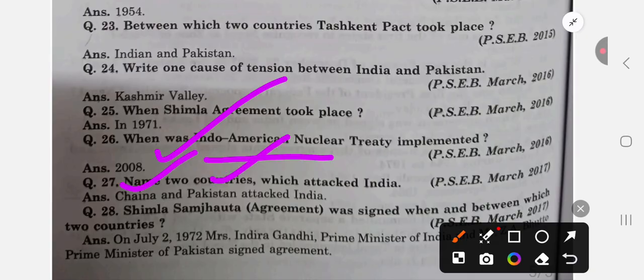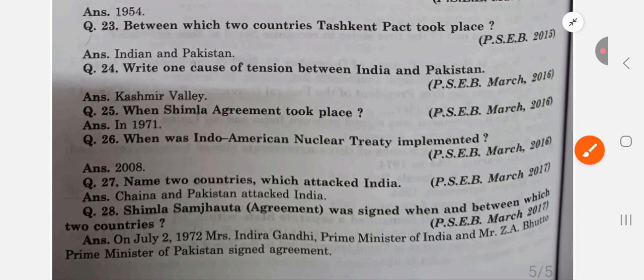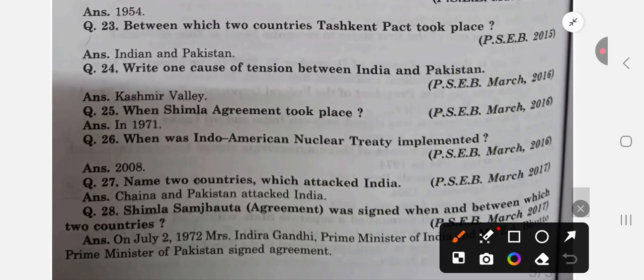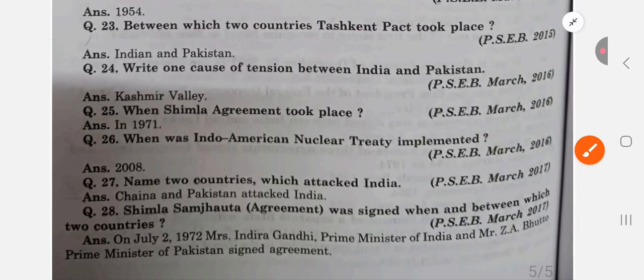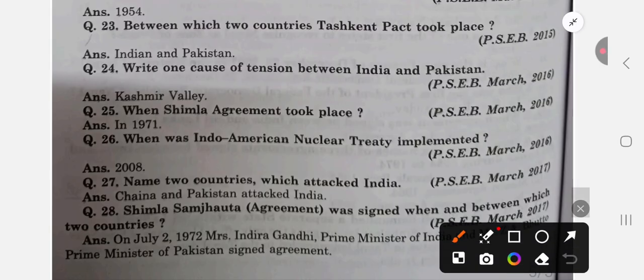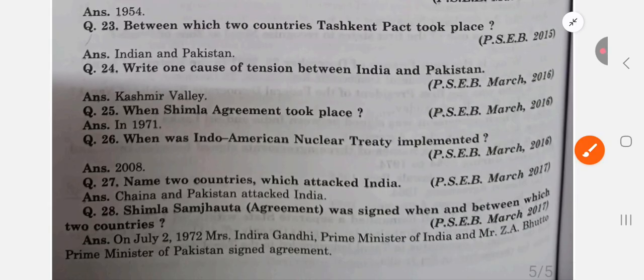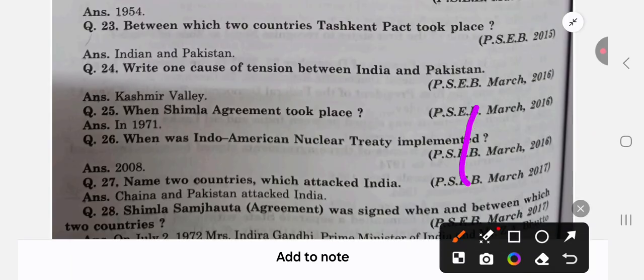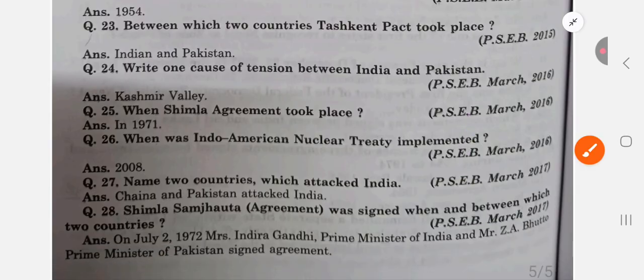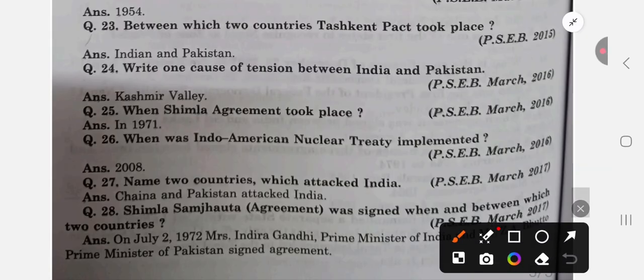The Shimla Samjhauta, or Shimla Agreement, was signed when and between which two countries? A similar agreement was signed in 1972 between Indira Gandhi and Zulfikar Ali Bhutto, the Prime Minister of Pakistan, right? Indira Gandhi of India and Bhutto of Pakistan signed this. So this is all from India and its neighbors.